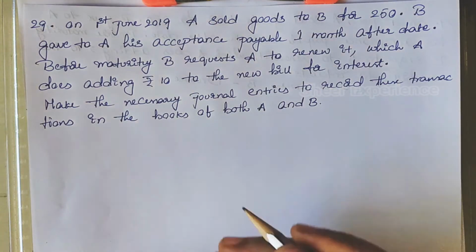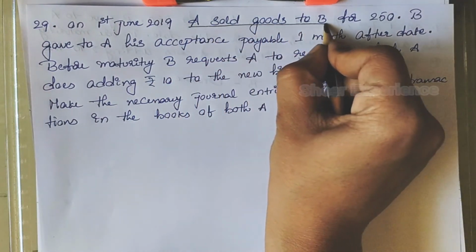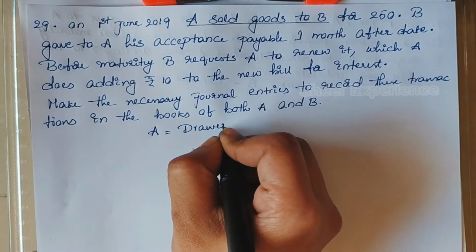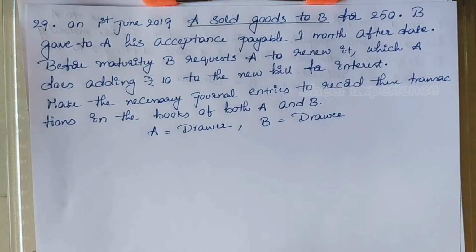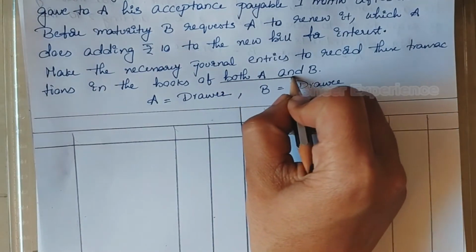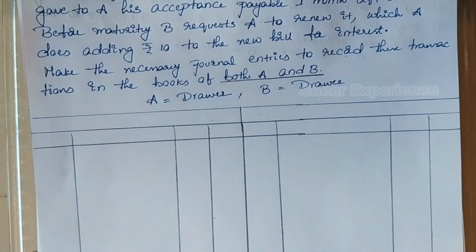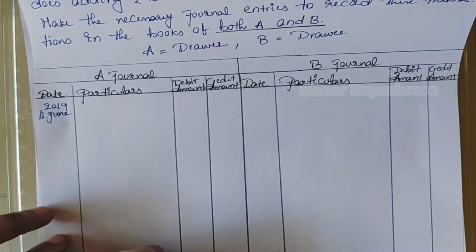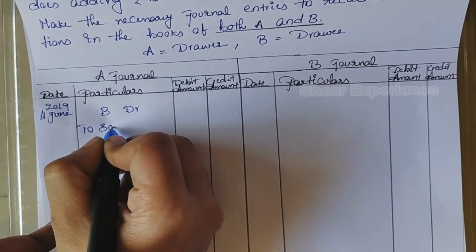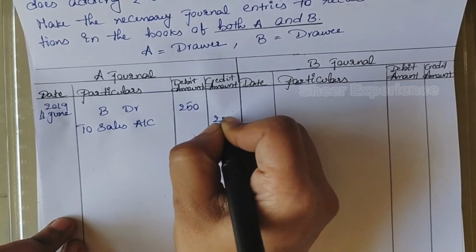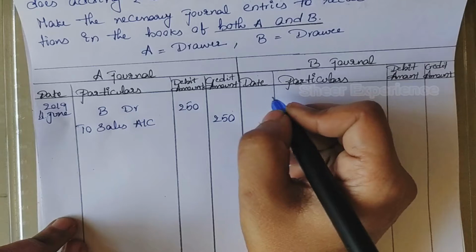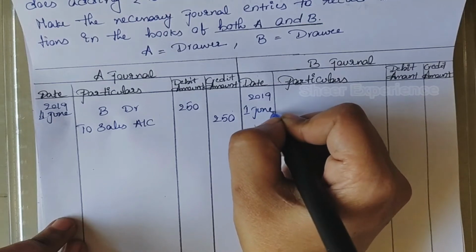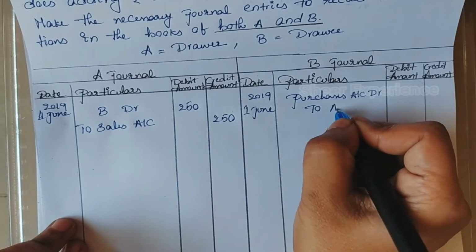Here in the question, it says on 1st June 2019, A sold goods to B for 250. This means A is the drawer and B is the drawee. They have asked us to record the transactions in the books of both A and B. First entry for credit sales in A's journal is B debtor to sales account. Amount is 250. In B's book, since B is purchasing from A, the entry is purchase account debtor to A.